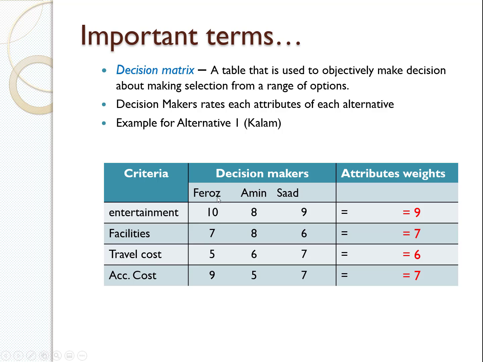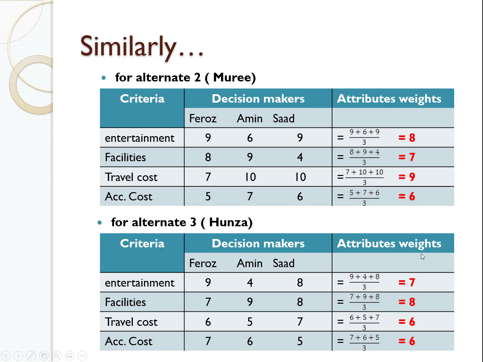Similarly for travel cost, Feroz assigns travel cost for where? For Column. Only Column. So in this example, we compare Column with all the criteria, and then we calculate these attribute weights. Similarly for Murray. Murray is our second alternative. He wants to go to Murray. Now we want to construct a decision matrix for this.